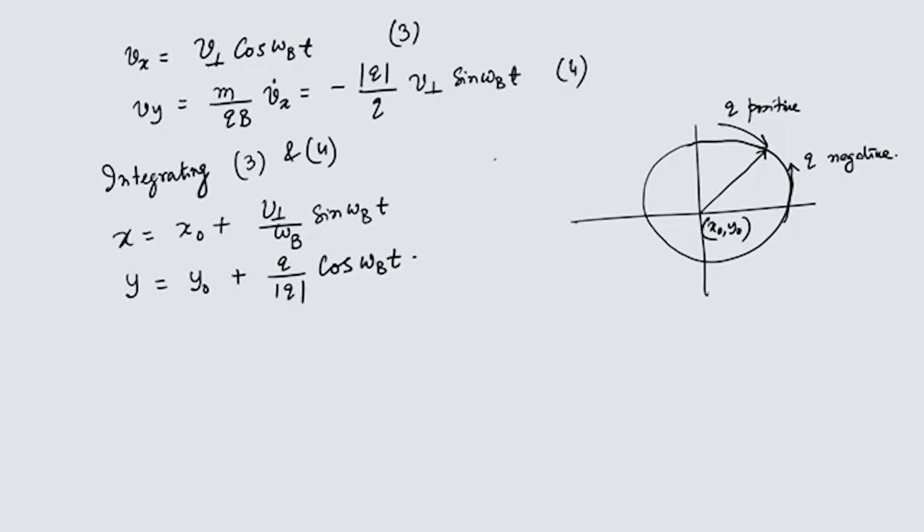And if you want to know the axes, because this is very important, this is x, this is y, and this is z, and this is the direction of B. So B is in the z direction, and this is the planar motion. So this is the orbit of a charged particle.